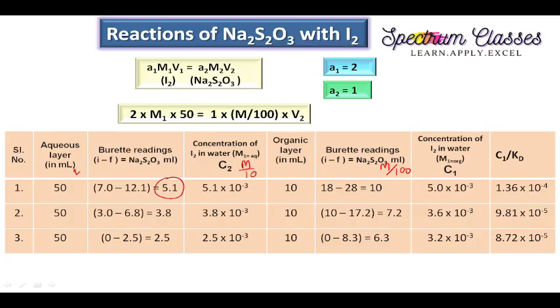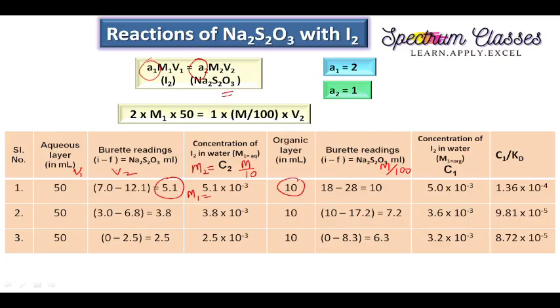This is our V1. This is our V2. M2 is equal to this. So we can calculate the M1. Fine. And for sodium thiosulfate, if you are putting this side sodium thiosulfate, then use A1, A2 accordingly. I have mentioned over there. And from there we have calculated the M1. M1 is this much. Fine, for all three.